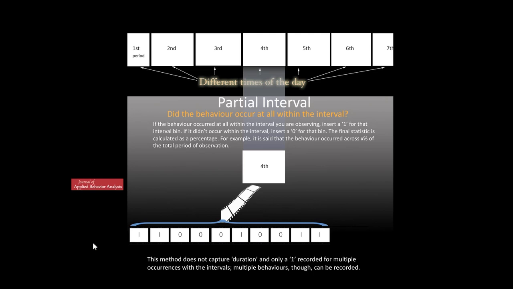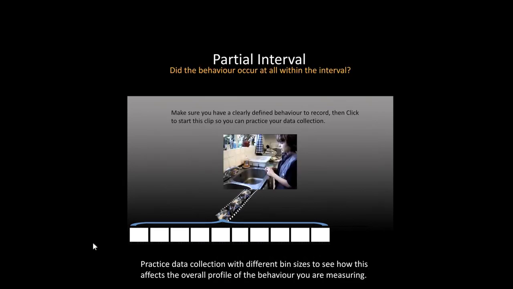Multiple behaviors, though, can be recorded. In partial interval, the question is, did the behavior occur at all within the interval? Make sure you have clearly defined the behavior to record, and click to start this clip so you can practice your data collection. Practice data collection with different bin sizes to see how this affects the overall profile of the behavior you are measuring.